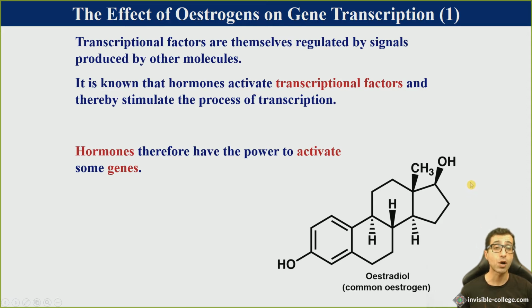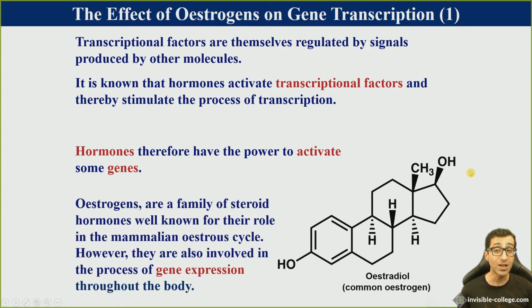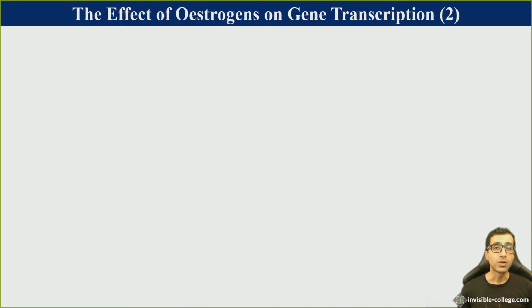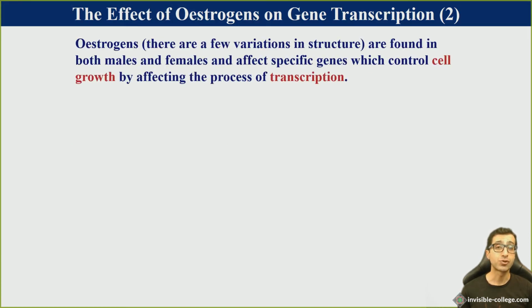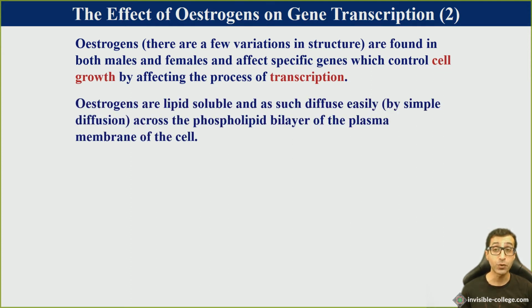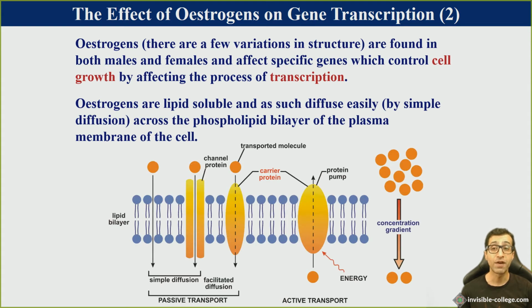Now, these estrogens are a family of steroid hormones which are well known for their role in the mammalian estrous cycle, but they're also involved in the process of gene expression throughout the body. There are a few variations in the structure of these estrogens, which are actually found in both males and females, and these affect specific genes which in turn control cell growth by affecting the process of transcription. Because estrogens are steroid hormones, they are lipid soluble, and because of this they can diffuse easily by simple diffusion across the phospholipid bilayer of the plasma membrane of various cells.